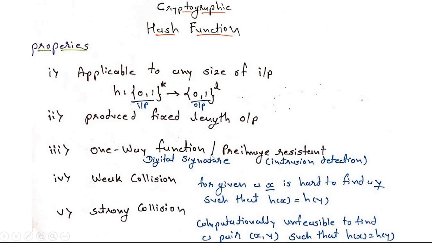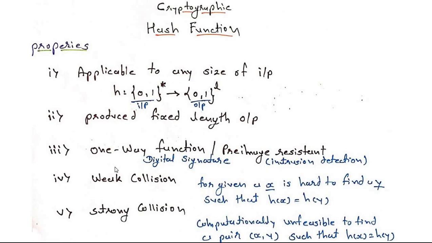Third thing, one-way function. As per our discussion, suppose we are applying this cryptographic hash function to the digital signature. So we can generate 2 more cases for the digital signature, and it is used for intrusion detection or virus detection. So that is one more application. Fourth one, that is weak collision, and fifth one, that is strong collision. So those are the properties of a cryptographic hash function.